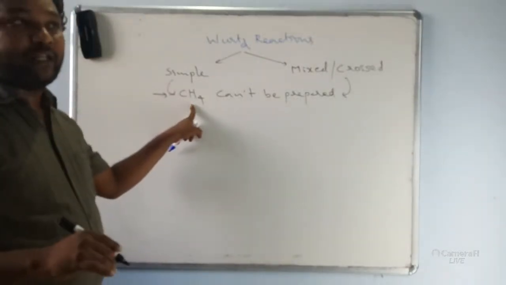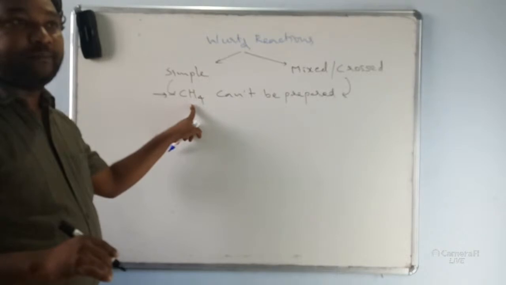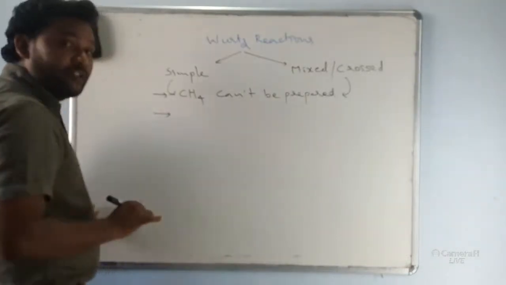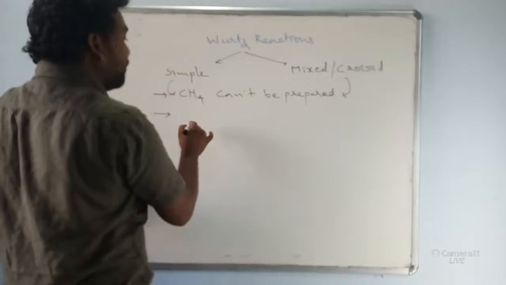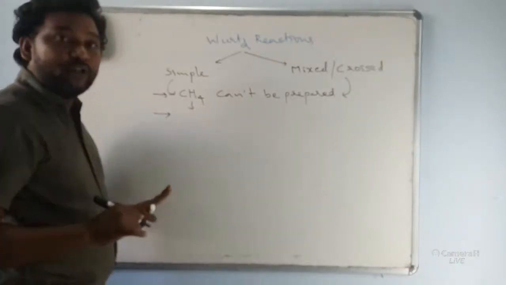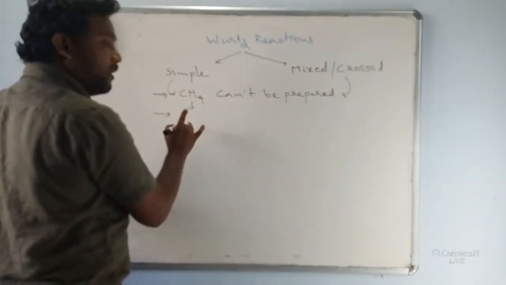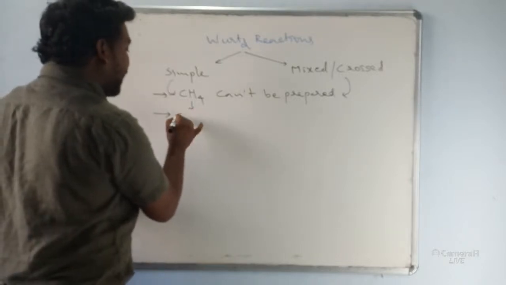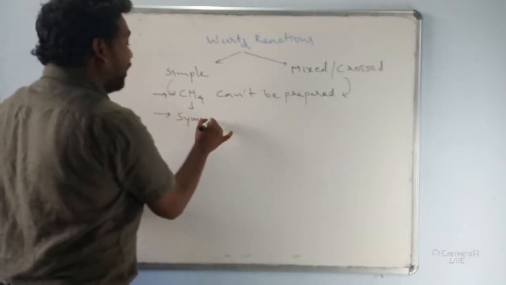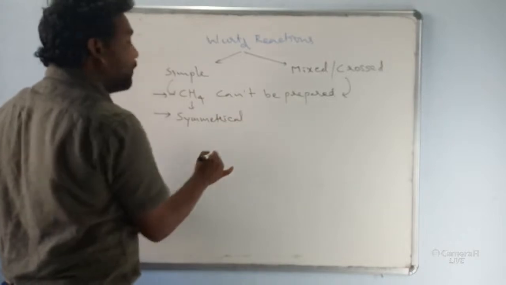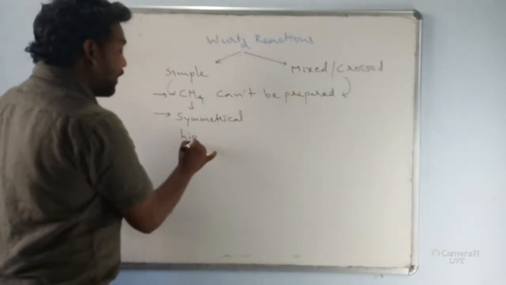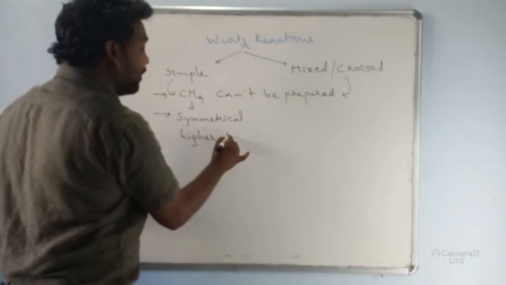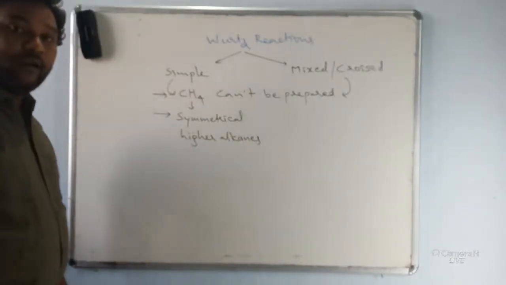The methane by this reaction. And the next, the simple Wurtz reaction is here now. In the simple Wurtz reaction, we will get symmetrical higher alkanes. Now, important thing.